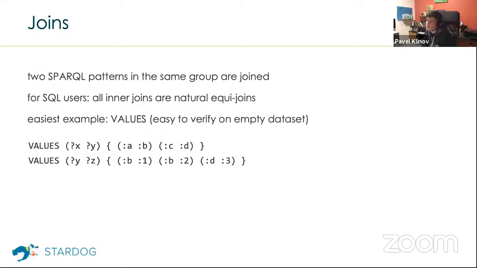so the single most important thing in the SPARQL evaluation process, in my opinion, which is also the place where most of the performance problems happen, is the joins.